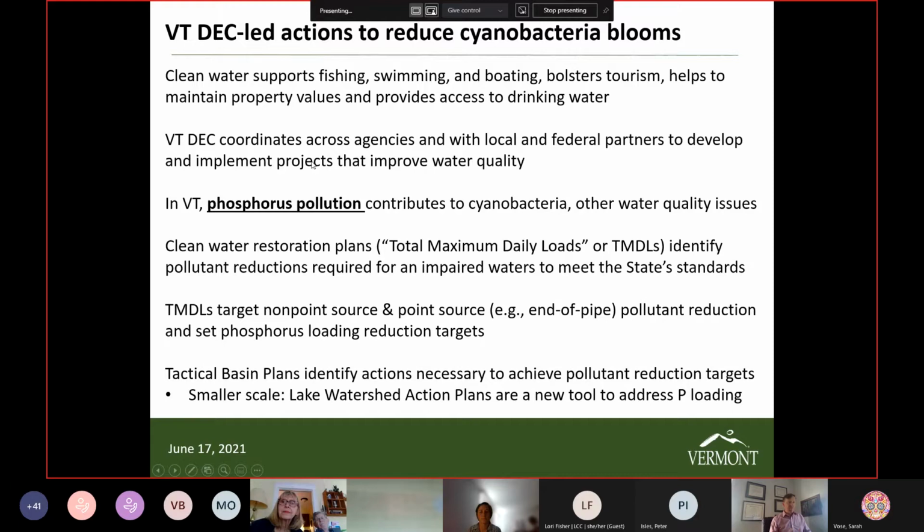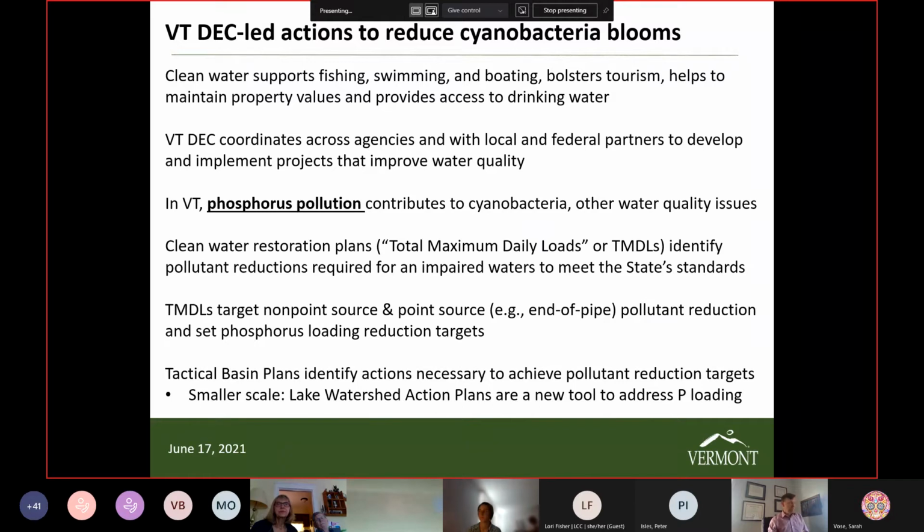And so, starting from some of the key federal and state statute about our approach to clean water, we recognize that clean water supports fishing, swimming, boating, and other uses such as aquatic habitat, bolsters tourism, and helps to maintain property values and provides access to drinking water. And we're trying to maintain that clean water at good to very good to excellent standards across the state. And so what the Vermont DEC does is coordinate across other state agencies and the local and federal partners to develop and implement projects that improve water quality. That's our basic point of departure.